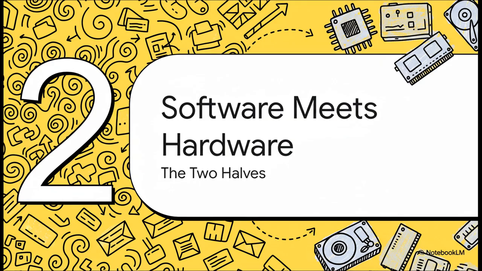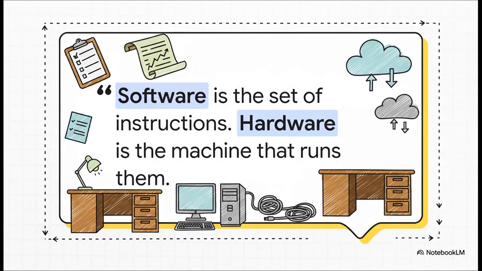Now let's break the computer itself down into its two fundamental halves. You've got the software, which is all the instructions, and you've got the physical hardware that actually does all the work. This is the big idea, right here. The easiest way to think about it is this. Your computer is your own personal office. The hardware? That's the physical stuff. The room, the desk, the filing cabinets.